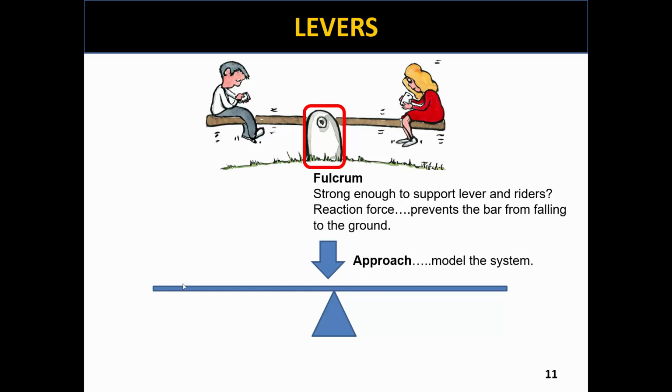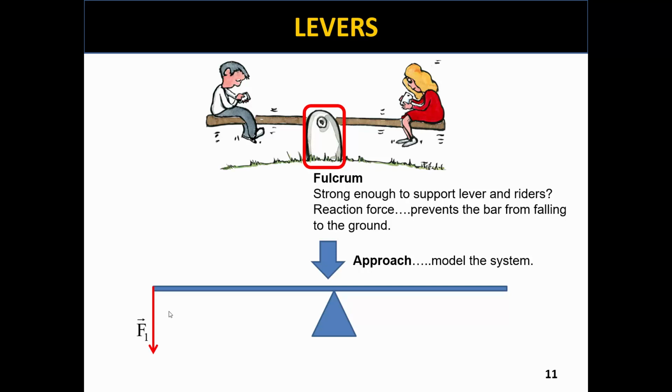And so we model the system, and we have a rigid bar representing the lever, and we have the fulcrum representing that platform here, a pillar around which rotation occurs. So I'm going to represent the child here on the left hand side with a force, and this force is the weight of the child, and the weight is always directed vertically downward.